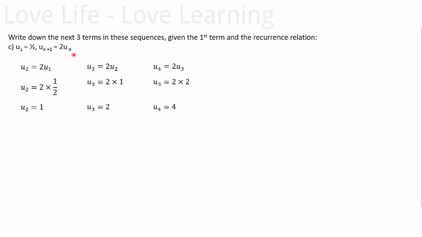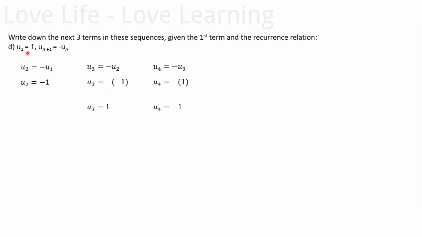The third problem has un plus 1 equal to 2 times un. And we can put that down as u2 equals 2 times u1. u2 will then equal 2 times a half because we're told that u1 has a value of half. 2 times a half gives us 1. u3 will equal 2 times u2, and that becomes 2 times 1 because we now know that u2 is 1. And that gives us a value of 2. u4 will equal 2 times u3, which gives 2 times 2 equal to 4.